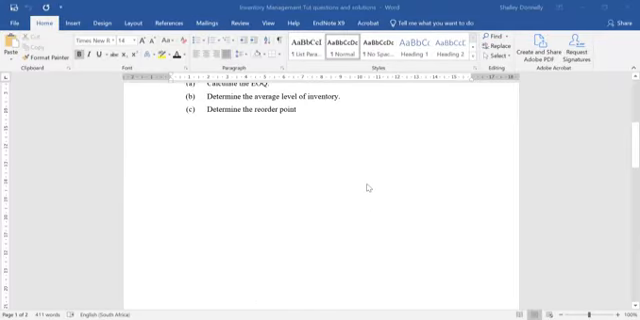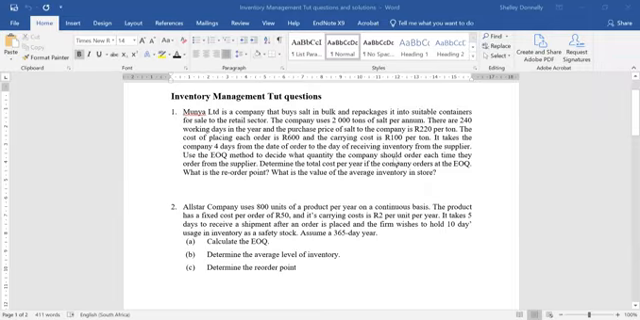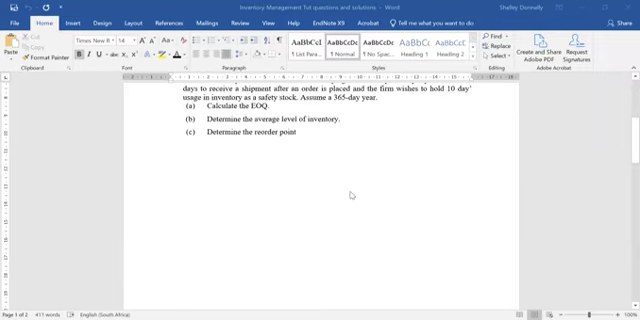Now, what was the next question? What is the reorder point? And then what is the value of the average inventory in store?